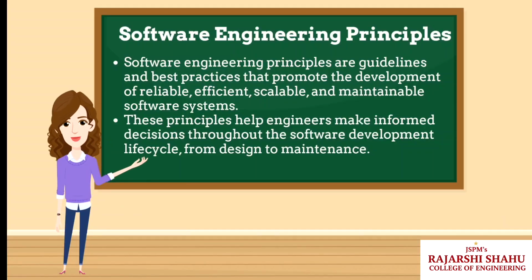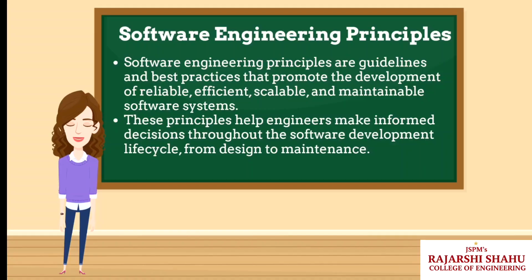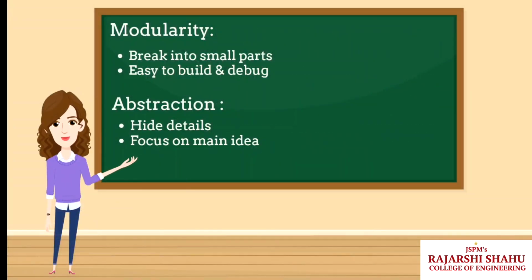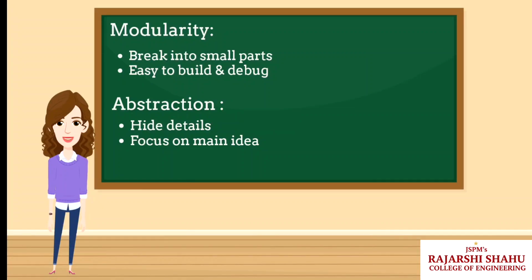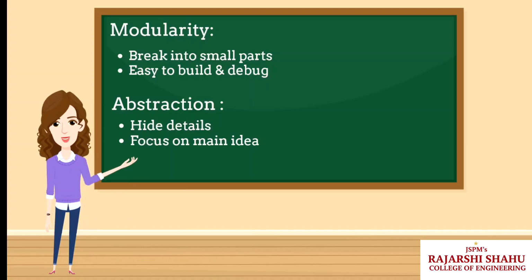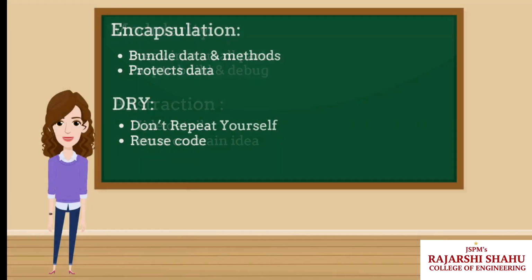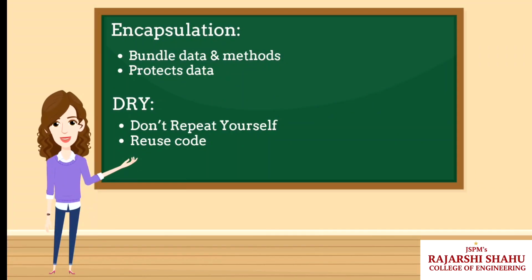Software engineering principles are guidelines and best practices that help us create software that's reliable, efficient, scalable, and easy to maintain. Here are golden rules that guide developers in designing and maintaining software effectively. Modularity means dividing the system into smaller independent parts for easier building and debugging. Abstraction hides extra details so we can focus on the main concept or functionality. Encapsulation bundles data with its methods and protects it from direct outside access.